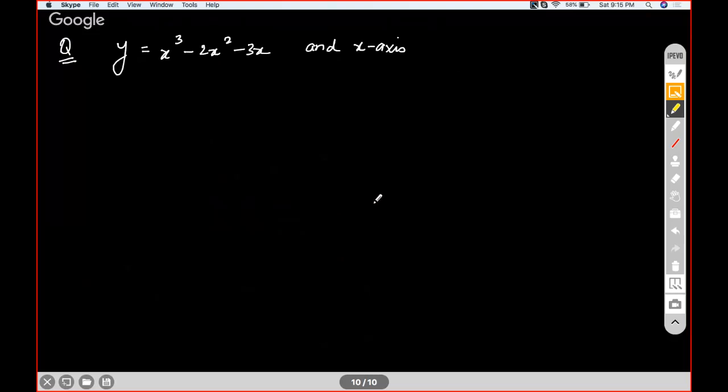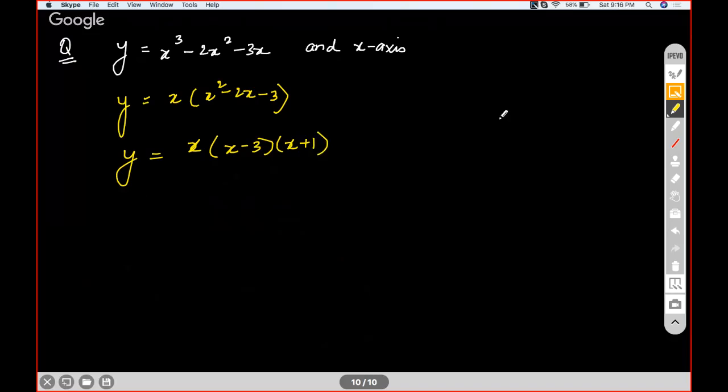So it'll be a downward opening parabola. It's not a parabola, it's a cubic graph. Yeah, it's a cubic equation. If you want, you can express it like this. Is this factorizable further? I think so: x into x minus 3 into x plus 1.